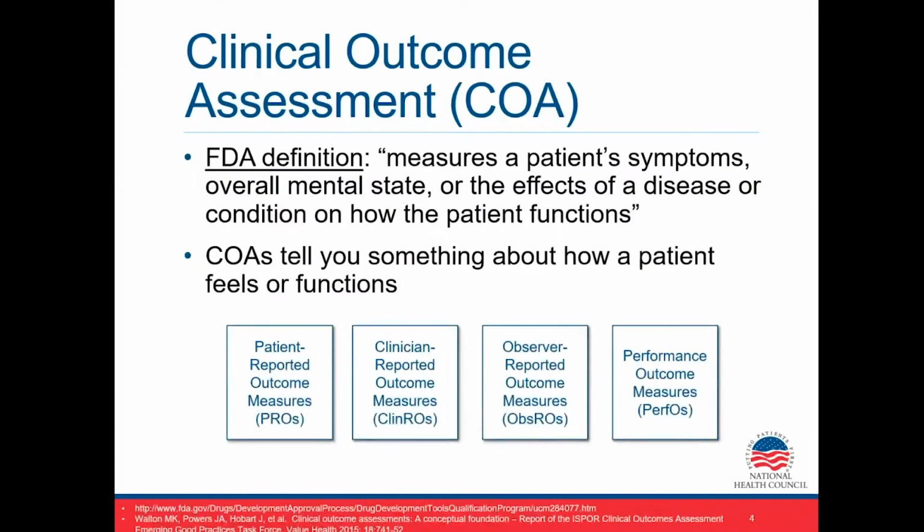Next slide, please. Just as a reminder, clinical outcome assessment, the definition of that is these are measures of a patient's symptoms, overall mental state, or the effect of a disease or condition on how the patient functions. They tell you about how a patient feels and functions in their everyday life. There are different types of clinical outcome assessments. There are patient-reported outcome measures, clinician-reported measures, observer-reported outcome measures, and performance measures.